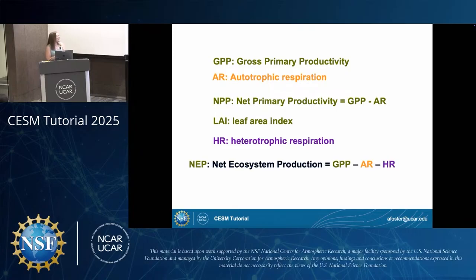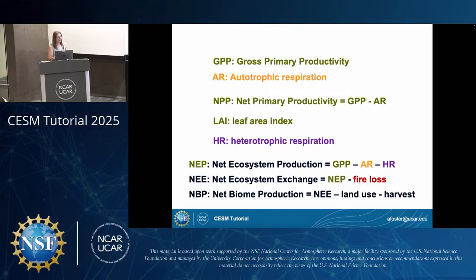And then out of that, we get NEP, net ecosystem production, which is just GPP minus AR minus HR. Net ecosystem exchange, which is that minus loss from fire. And net biome production, which is all that minus land use and harvest.